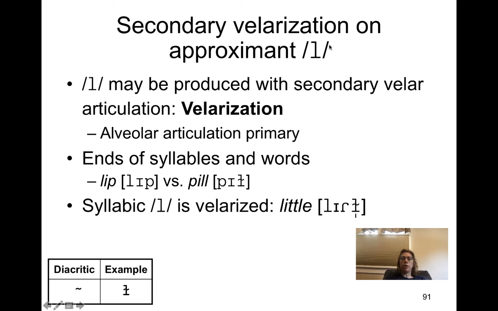Let's also talk about the L. As I said, our L can also be produced with secondary velar articulation, also known as velarization. So as we know, we refer to our L as an alveolar production. So place of articulation of an L, I want you to think about it as an alveolar production. But at the ends of syllables, as well as the ends of words, L's are considered to be velarized.